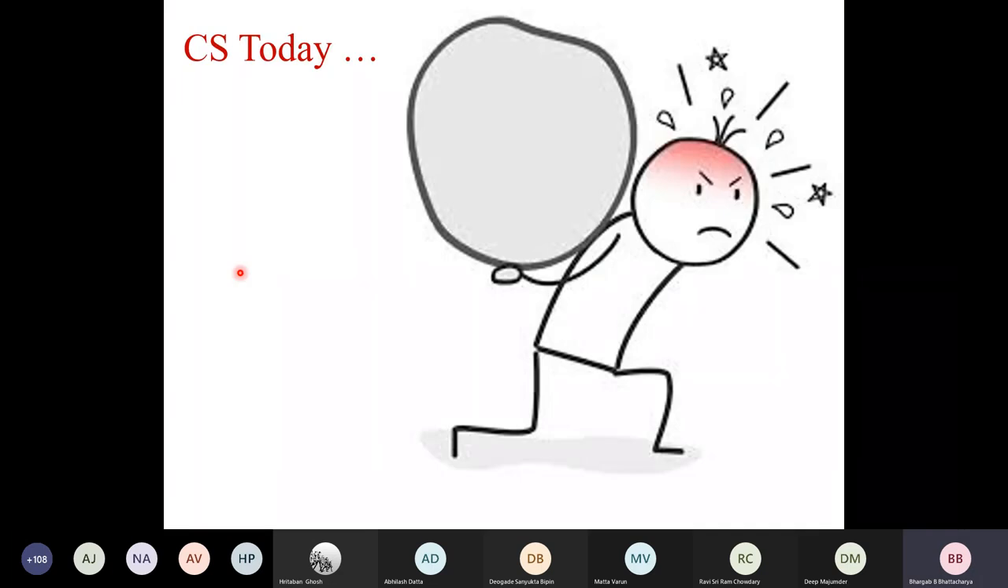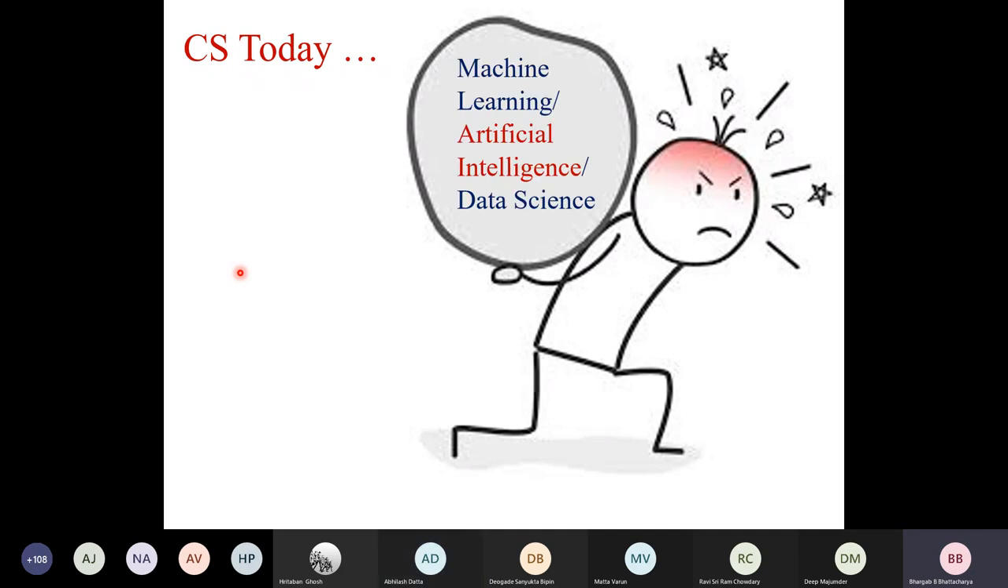Now you please tell me, in computer science today, which subjects are most sought for? All the students are crazy for taking those types of courses, which are of high demand nowadays everywhere. Machine learning. Correct. Algorithms. Right. Machine learning, artificial intelligence, and data science.